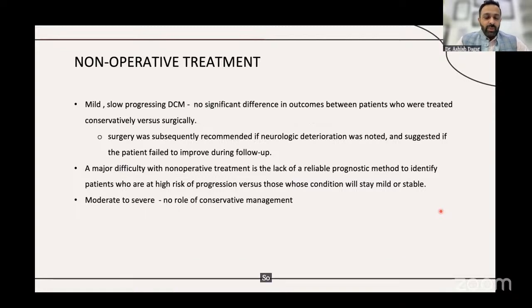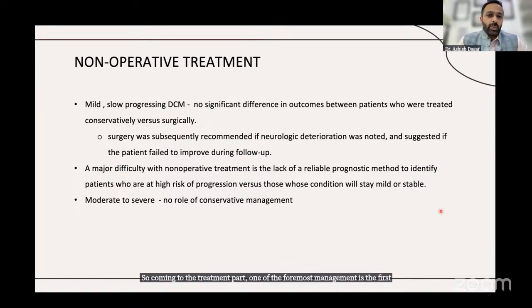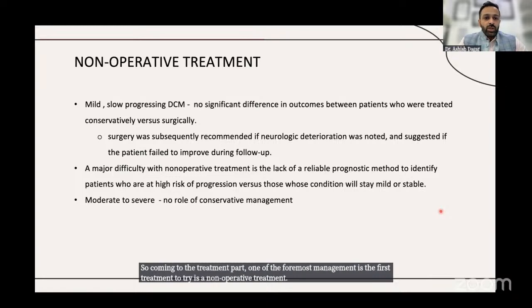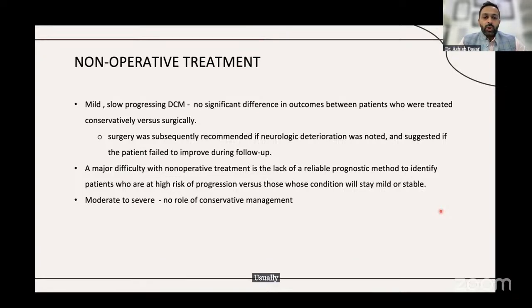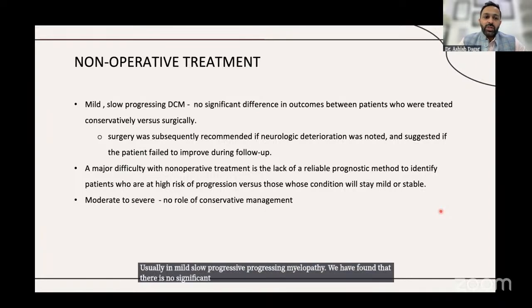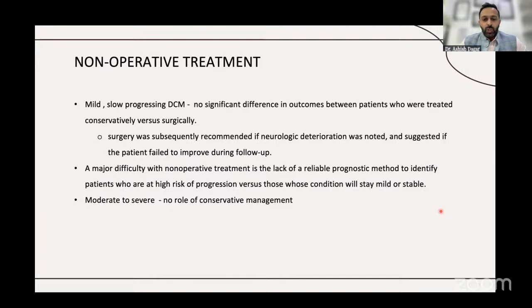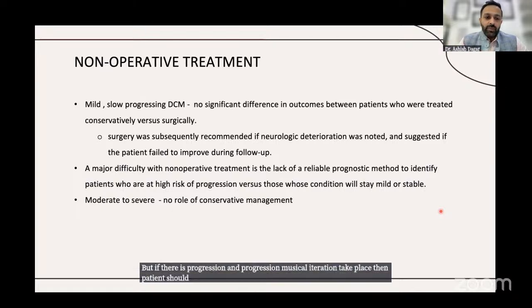So coming to the treatment part, the first treatment to try is non-operative treatment. Usually in mild, slowly progressing myelopathy, we have found that there is no significant difference in outcome between patients who have been treated either conservatively or surgically. But if there is progression and neurological deterioration, then the patient should turn up for surgery.